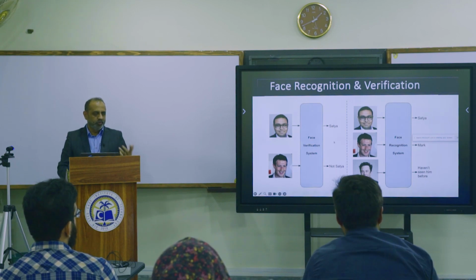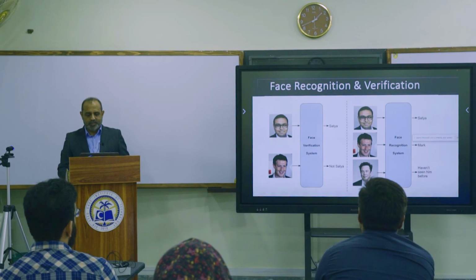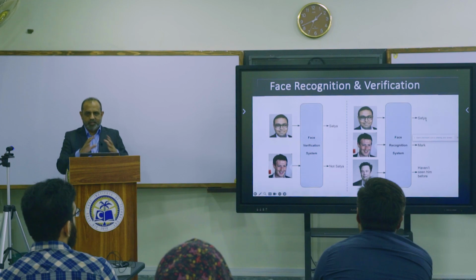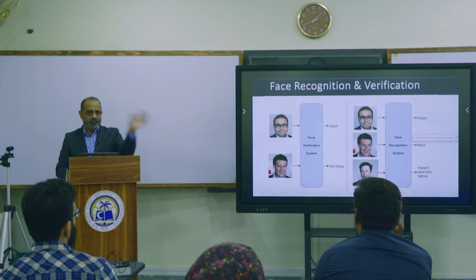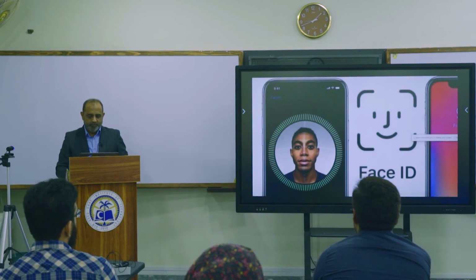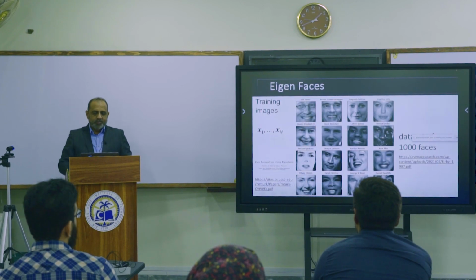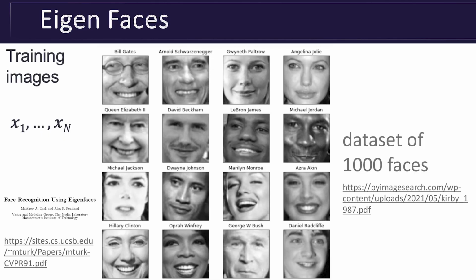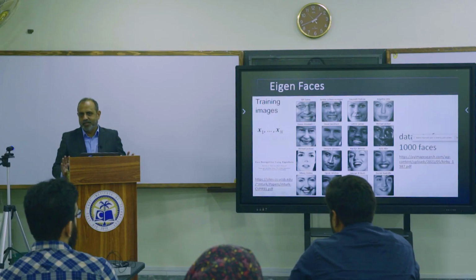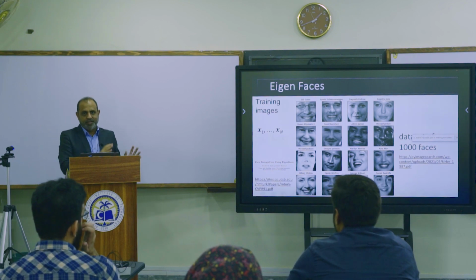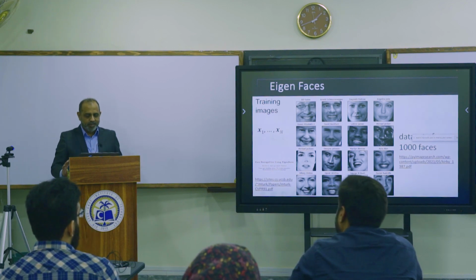It checks whether it is you who is downloading something, especially from the App Store. Recognition means anybody, like Facebook, would just name all the faces. It will recognize and say, this is this, this is that, and if you want to tag anybody, you can tag that. There are many, many applications of eigenvectors and eigenvalues, especially in AI and machine learning. But this is a fascinating application.